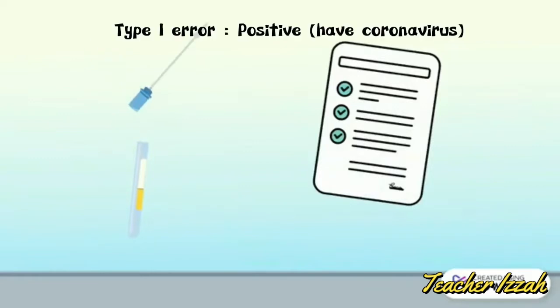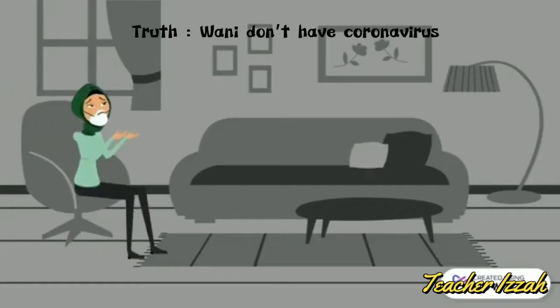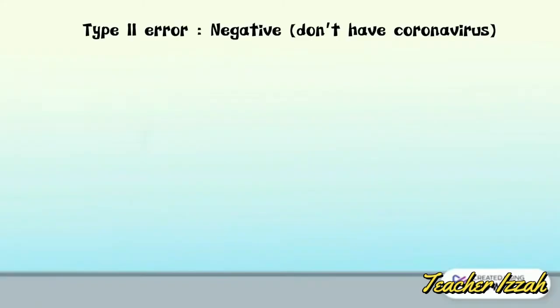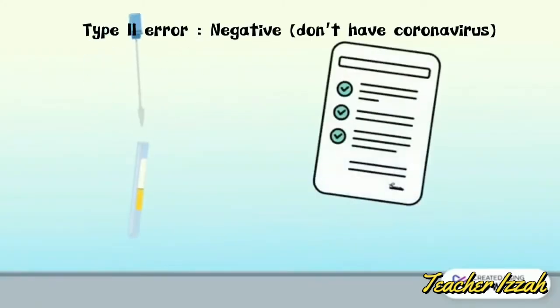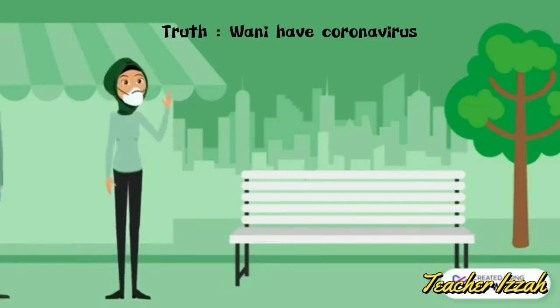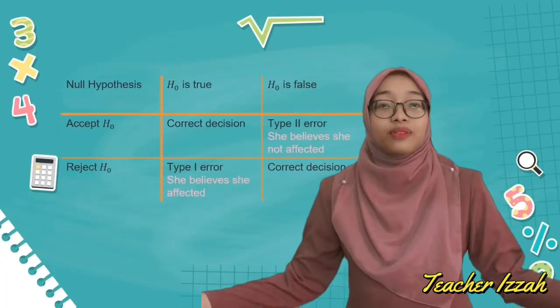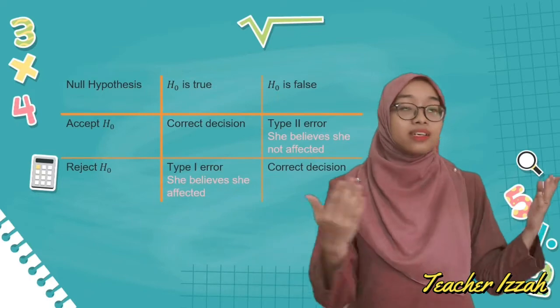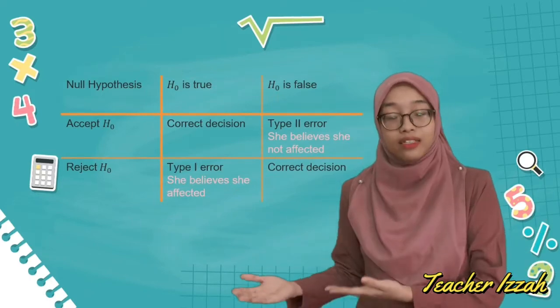Type 1 error happens when the test result says Wani has coronavirus, but she actually doesn't. While type 2 error happens when the test result says Wani doesn't have coronavirus, but she actually does. That's how the errors work. So it's like you accept the false one and you reject the true one.